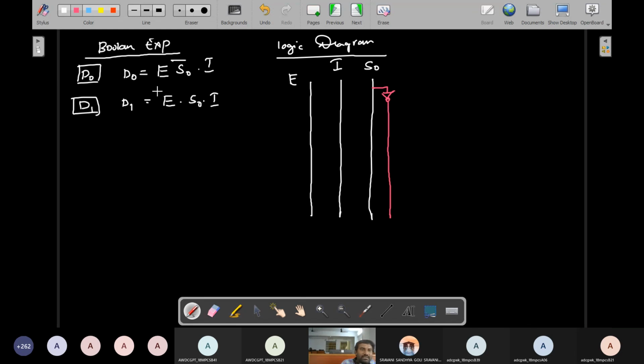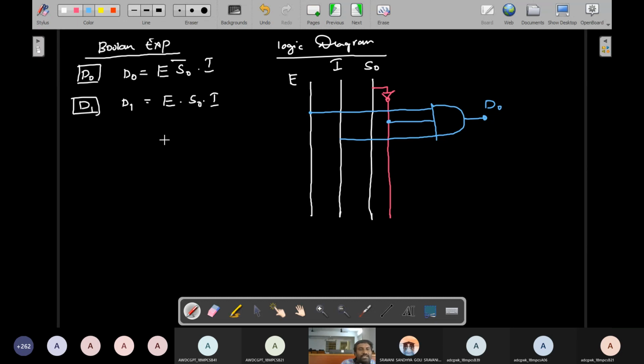Now the first case is, see, this is all our AND representation, because multiplication is AND representation. So first of all, you draw E is a high condition, you consider E1, and S0 means this is S0 represented in pink color, and I represented in yellow color. So this is one AND gate. Simply this is our output D0.